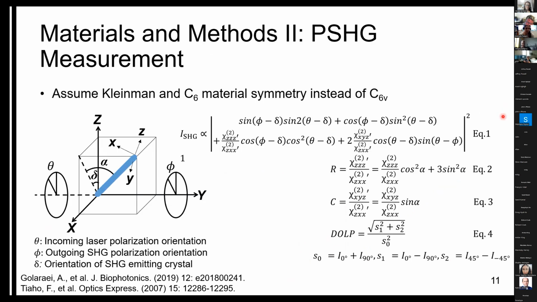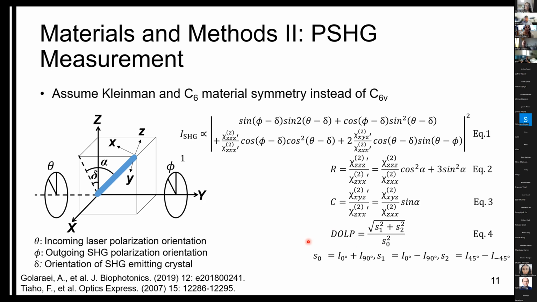All right, so I'm going to go back to our previous slide one more time because there is one more parameter we can calculate with our PSHG data other than R and C, and that is the degree of linear polarization of our SHG signal, and we call that the DOLP. So SHG light is fully linearly polarized when the DOLP is equal to 1 and not at all linearly polarized when equal to 0. It's calculated from standard Stokes vectors, and if tissue is highly scattering or if the tensor values are imaginary, which typically only happens near resonance, then DOLP will reduce from 1.